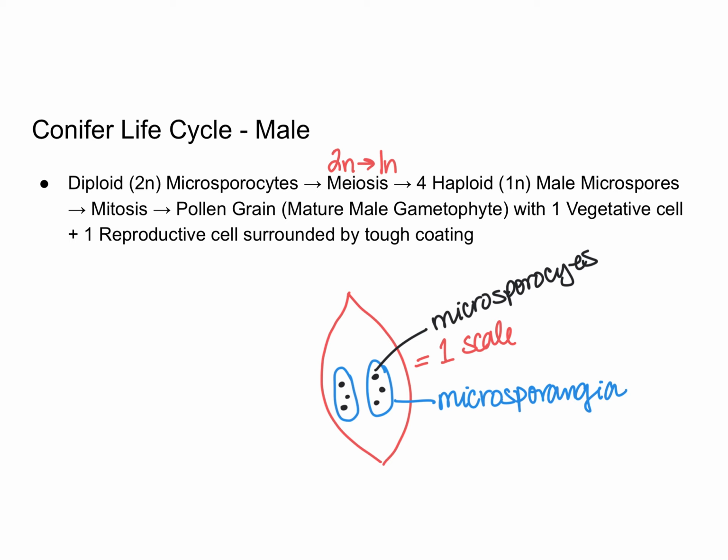Those microspores are going to go through mitosis, and so they are haploid cells that are going to produce more haploid cells. And they are ultimately going to produce a pollen grain. And the pollen grain is what is considered the mature male gametophyte. And so this is the gametophyte of the gametophyte generation in this alternation of generations. So remember, it's the microsporocytes that are making the microspores. So we're going to take one of these and pop it out here and take a look at what's going on in a bigger view.